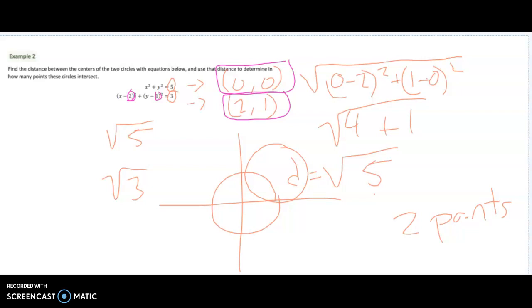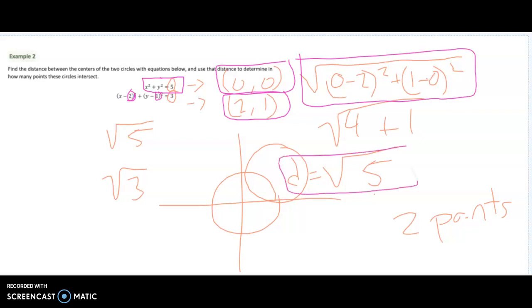Well, in that top one, it's not x minus or y minus anything. It's just x squared. So I know that it's at 0, 0. And when I plug that into the distance formula, I get the distance from the center is, not 5, the square root of 5. When I work those out, I get the distance is equal to the square root of 5.